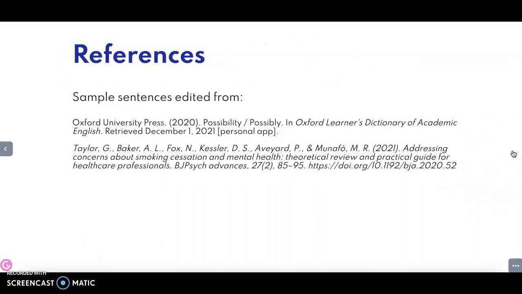So these are the references for my sources, and then just to sum up, what these words and phrases all have in common is that they soften our argument so that our claims are not too strong and so that we avoid overgeneralizing.